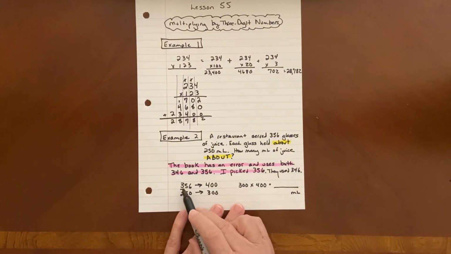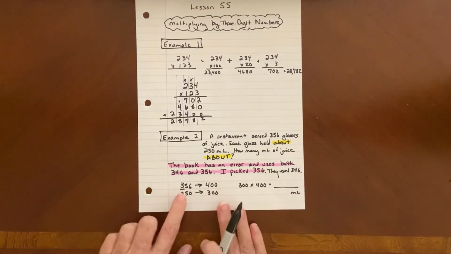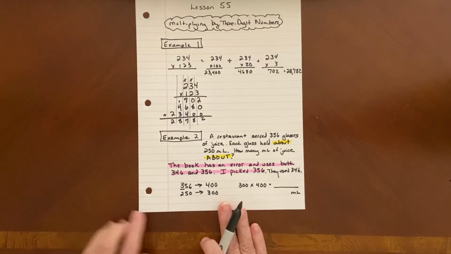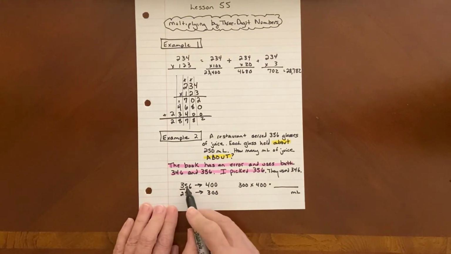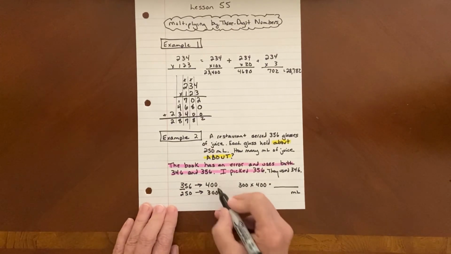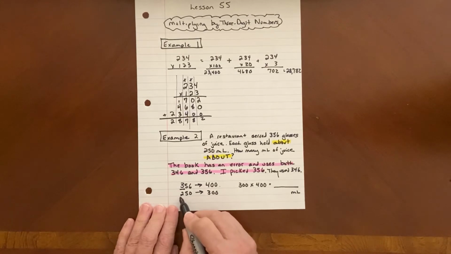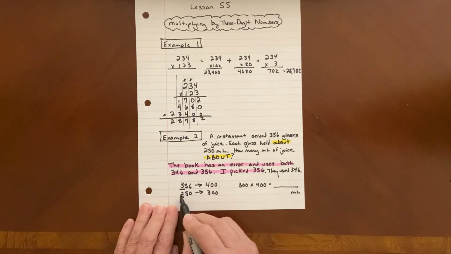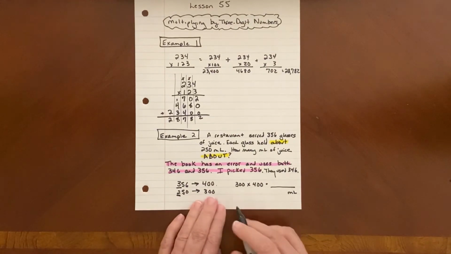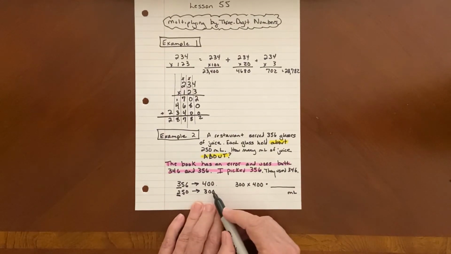And I said 356. We're going to round to the biggest place value. So I'm going to round to the hundreds place. Mark my place, look next door. That's 5 or greater. So I'm going to add 1 more to that 3. So it becomes 400. Mark my place, look next door. That's 5 or greater. So I'm going to add 1 more to that 2. So now I have 400 and 300.